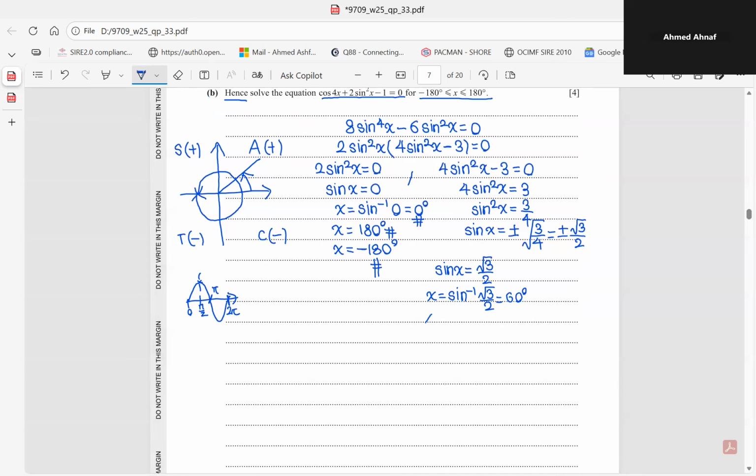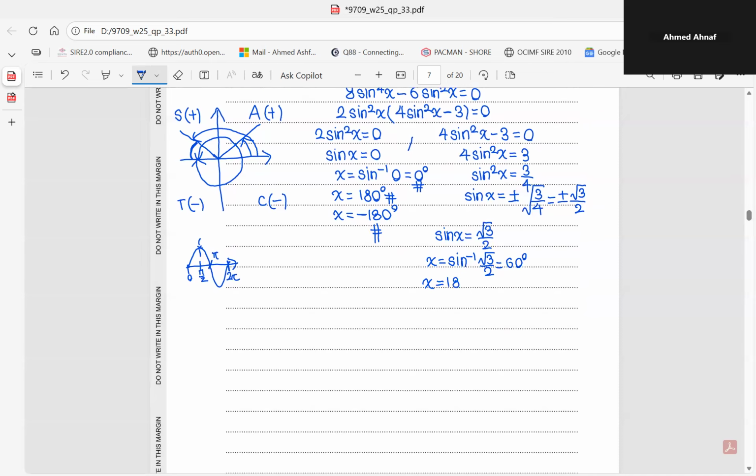Okay, so to find the second value of x in our second quadrant, we need to know that that angle looks like this. So it's a positive obtuse angle. And to get that, we do 180 degrees minus this basic angle, which is just sine inverse square root 3 over 2. So this is x equals 180 degrees minus sine inverse of the modulus of whatever the sine value is. So this is just going to be 120 degrees. So these are our two angles for sine x equals square root 3 over 2.